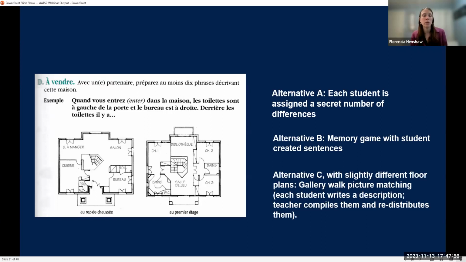Another alternative would involve slightly different plans. So maybe you can do something similar, but then edit it. So you change the location of some of the things. And then you do a gallery walk picture matching, right? So that they have to have a description and the different pictures and make sure that they find the corresponding picture that goes with the corresponding description.